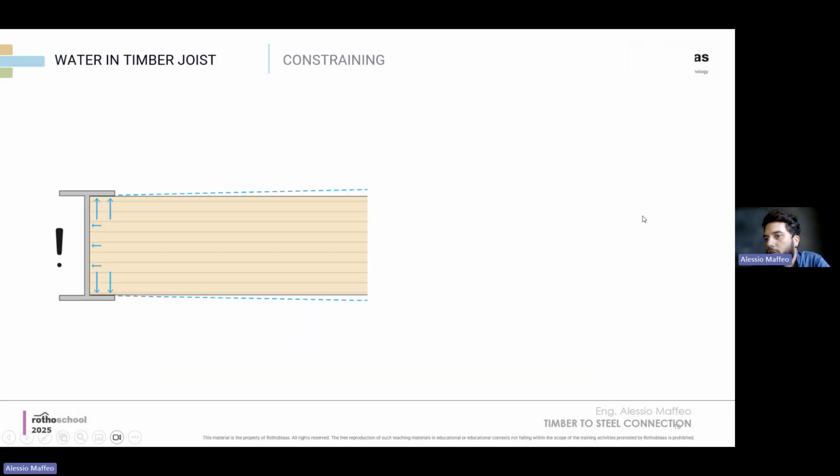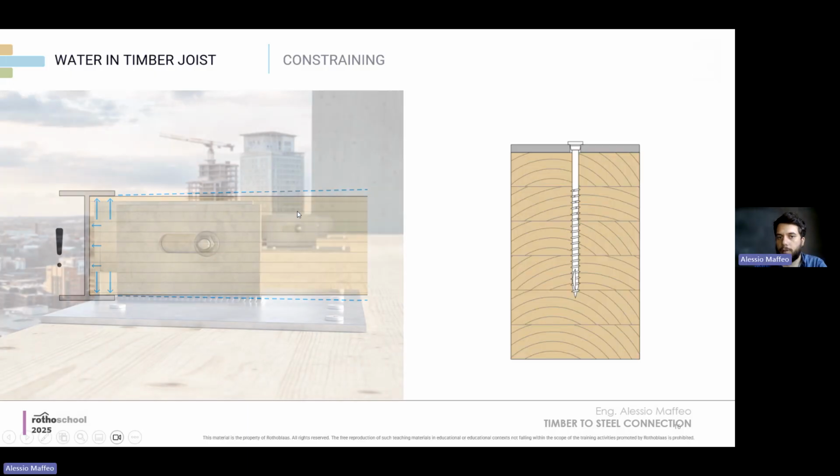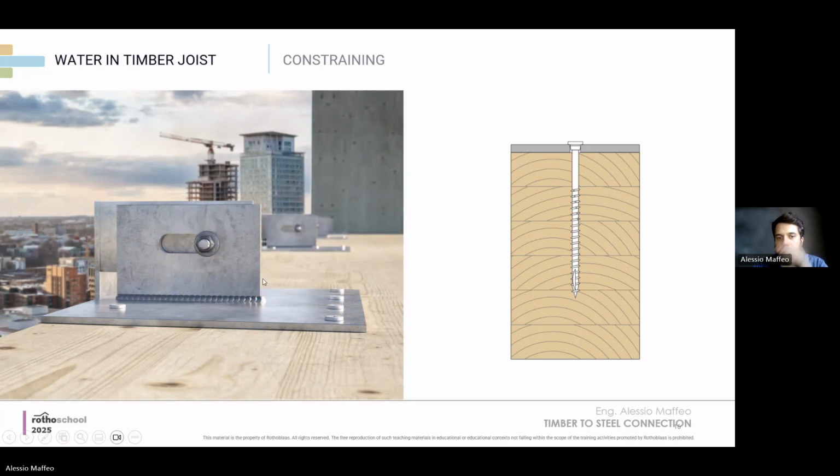This will be critical, of course, when we have a timber element constrained between steel elements. This is something that we never want to do. Again, imagine the first image: a floor full of water, and then we have an element constrained between two pieces of steel. This is something that we do not want to have. This render on the left is taken from a real project, the one that we just saw before.